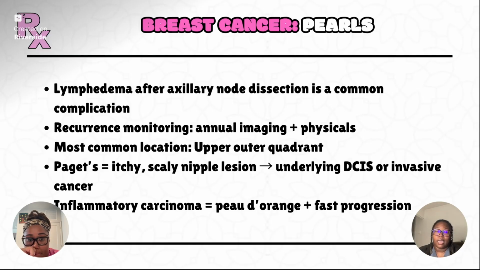And then again for Paget's disease, it'll be an itchy, scaly nipple lesion, and you want to be concerned for underlying DCIS or invasive cancer. And then for inflammatory carcinoma, think peau d'orange, fast progression. Those are good pearls to know. They will pop up. Absolutely.